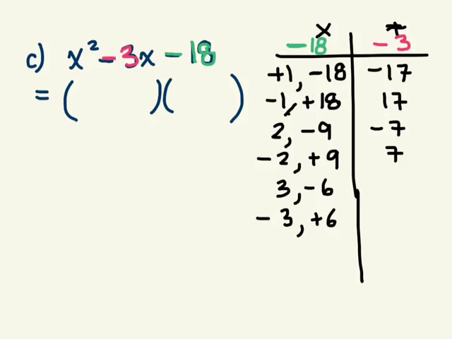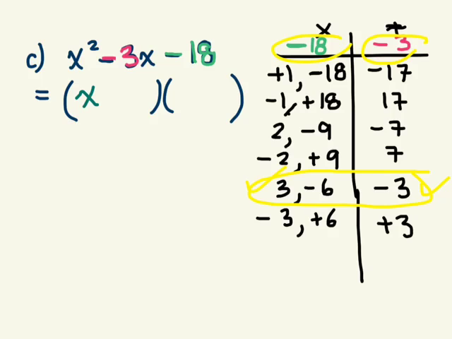What is 3 plus negative 6? So 3 take away 6. Negative 3. What's negative 3 plus 6? Positive 3. Which one works? Right, this adds up to negative 3, and we already know that this multiplies to give us negative 18. So how do I write this in factored form? X plus 3 and X minus 6.